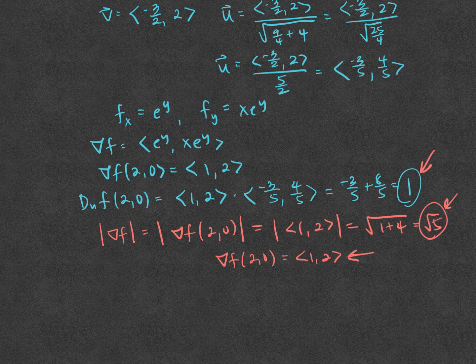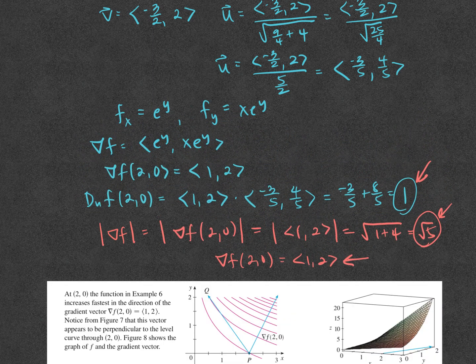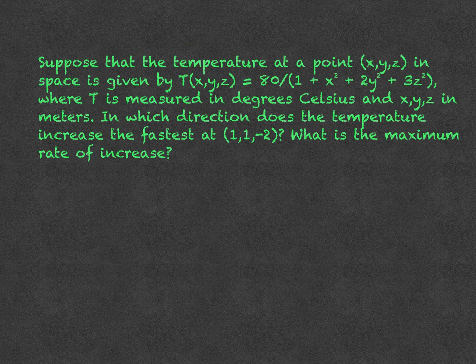Hopefully that makes sense. But before we switch slides, here you can see the pictures that they're given. So notice from figure 7 that this vector appears to be perpendicular to the level curve. Figure 8 shows the graph of f and the gradient vector, but it confirms everything we were looking at. This is a good example here.